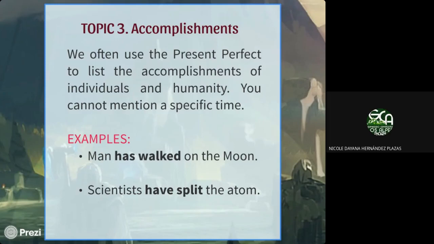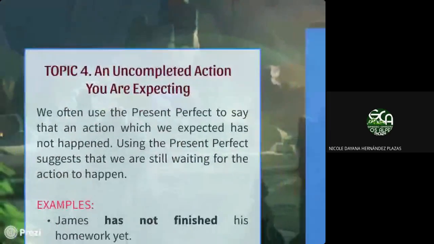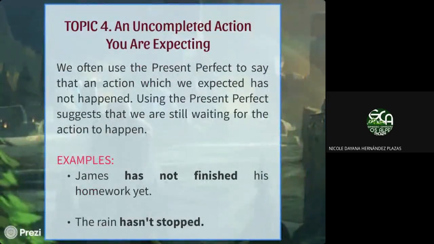Accomplishments or achievements. Let's continue. Look at this one. You can also use it to talk about an uncompleted action you are expecting. Actions that are not complete. So we are going to check it.